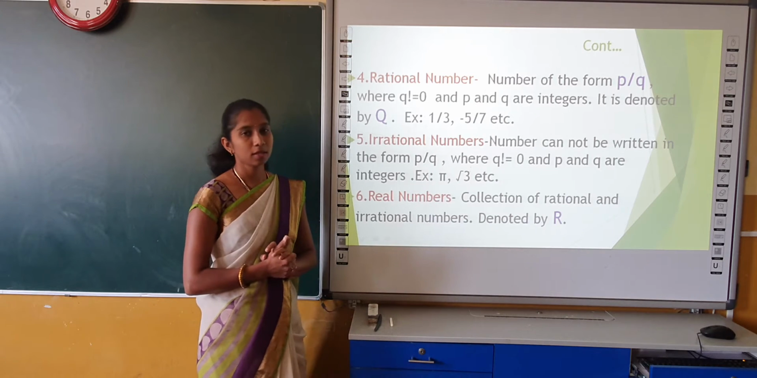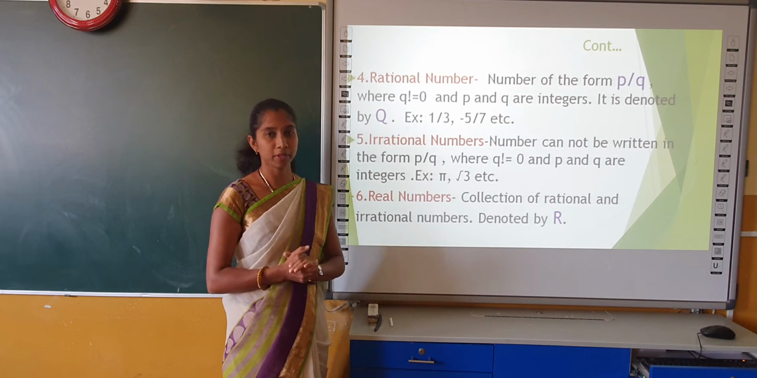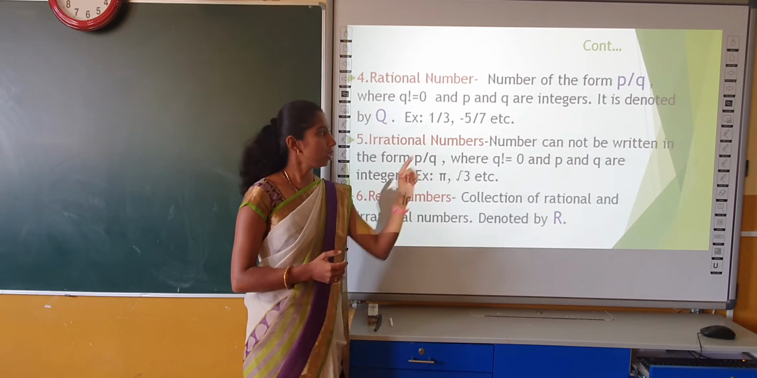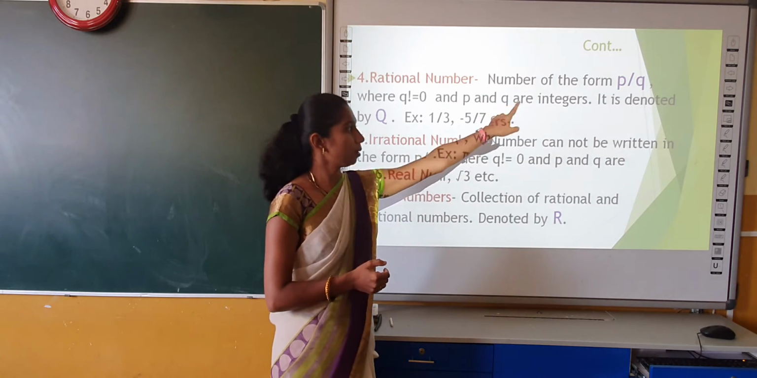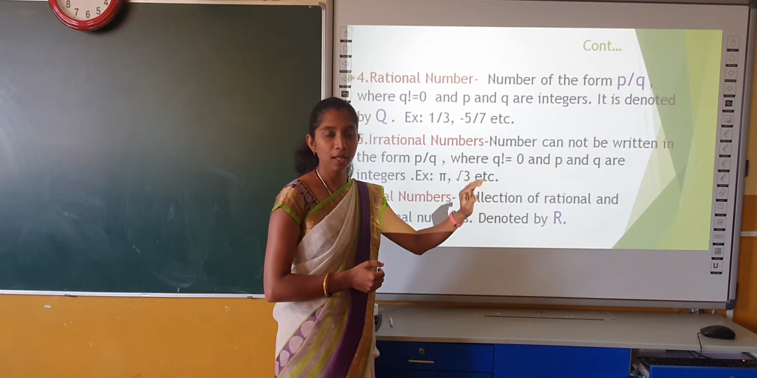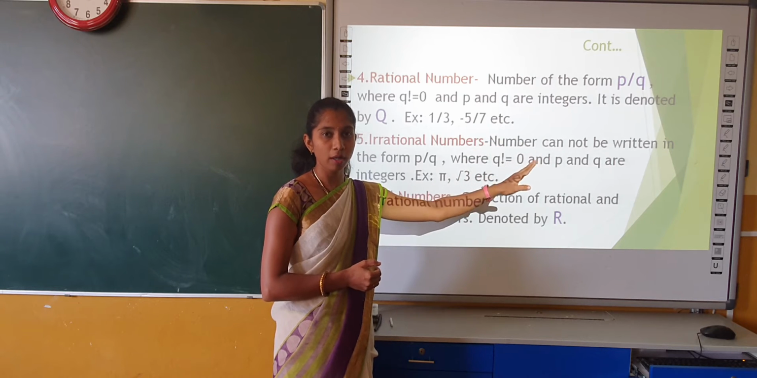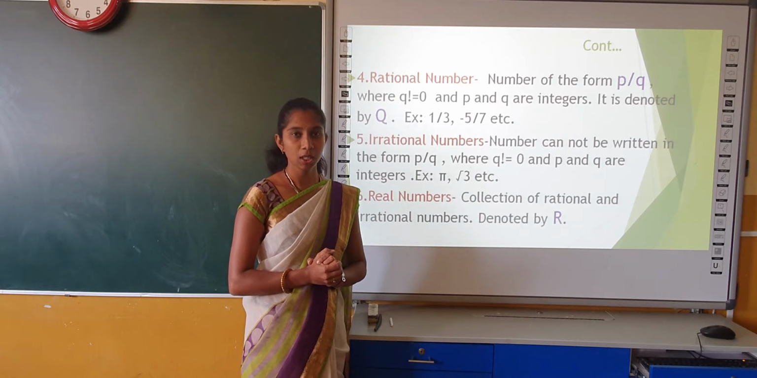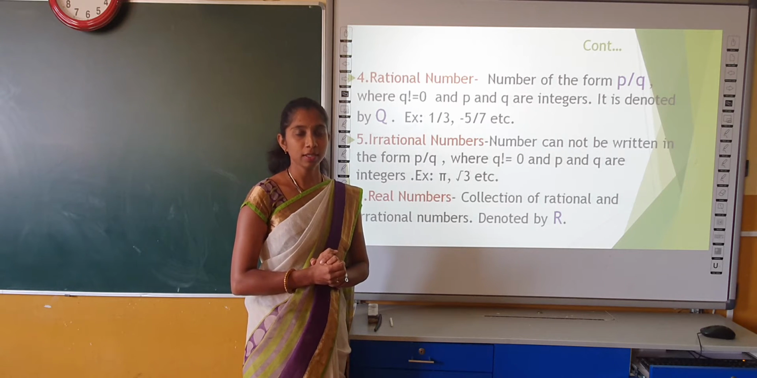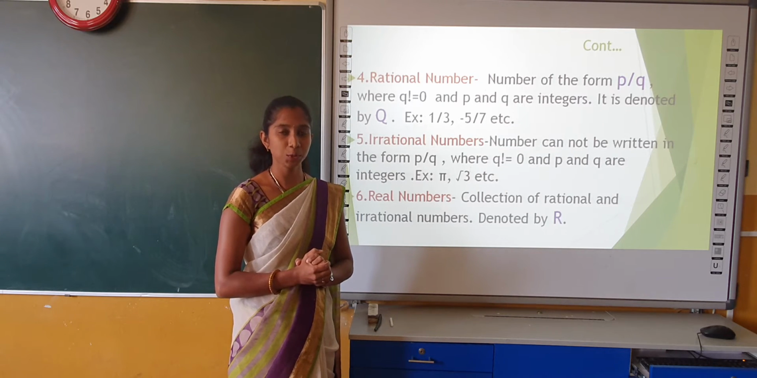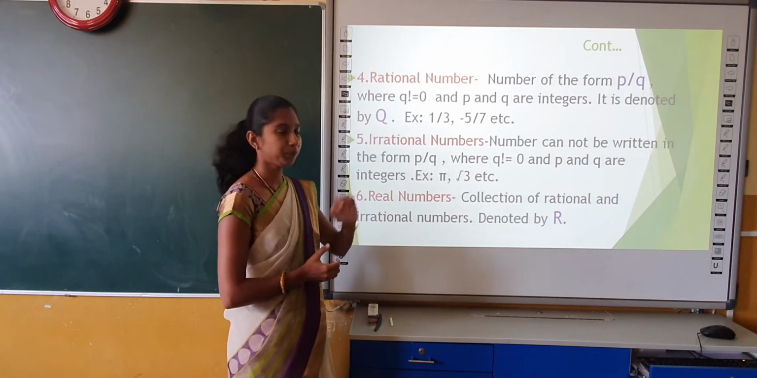The next type of numbers is rational numbers. Rational numbers are written in the form of p by q. In p by q, the denominator q should not be 0, and p and q are integers. For example, 2 by 3, minus 4 by 7. These are a few examples of rational numbers. These rational numbers are denoted by the letter Q.